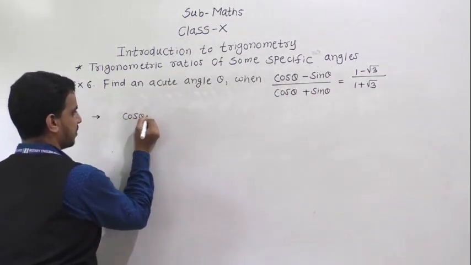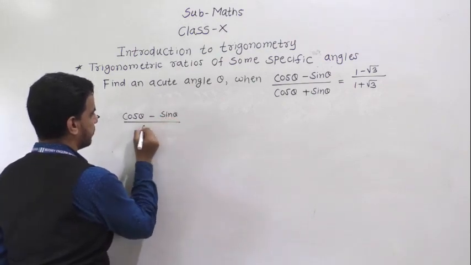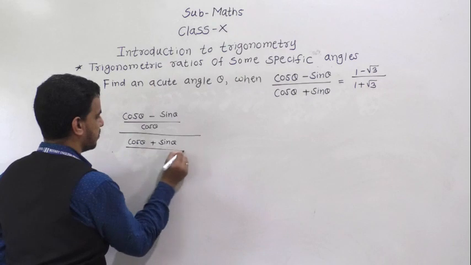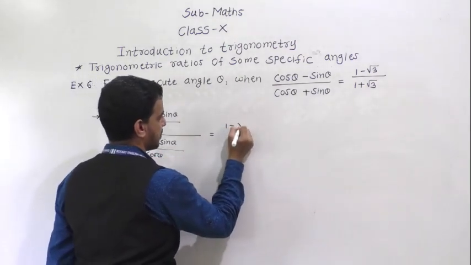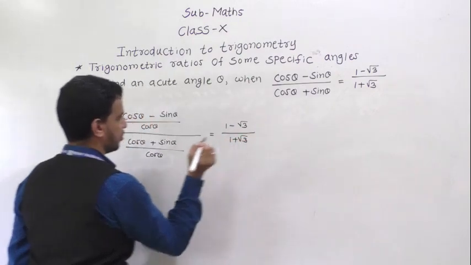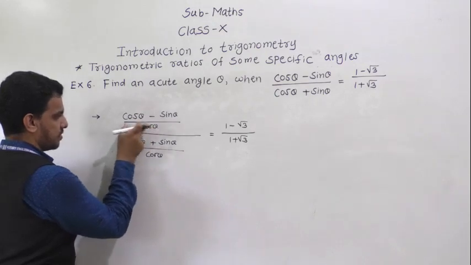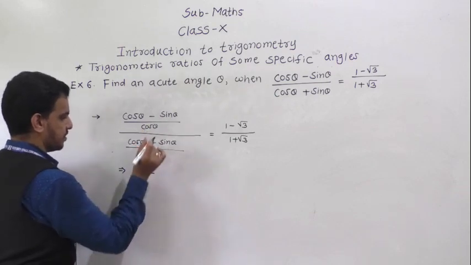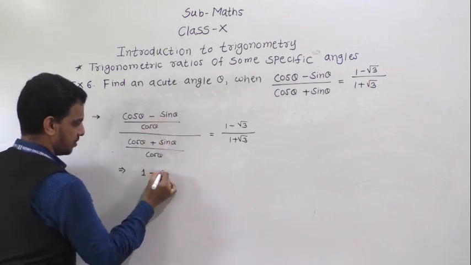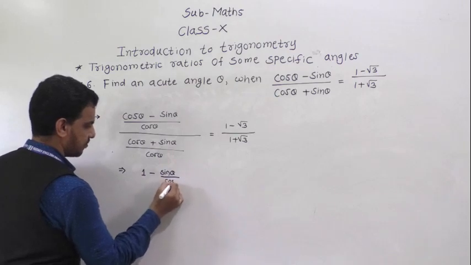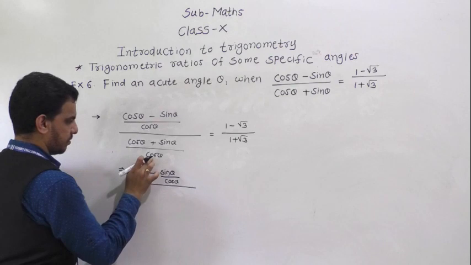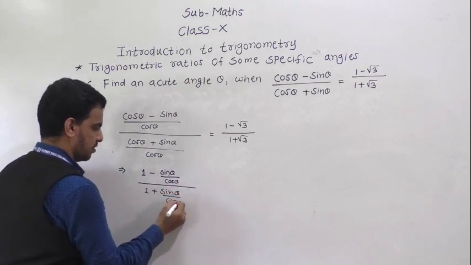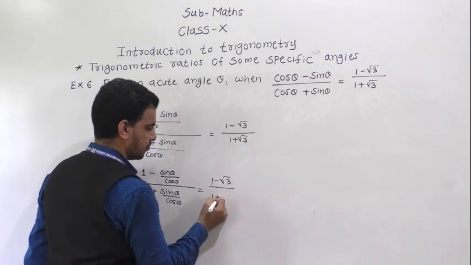Okay, so (cos theta minus sin theta) divided by cos theta, upon (cos theta plus sin theta) divided by cos theta, is equal to 1 minus root 3 upon 1 plus root 3. Now if we separate the denominator, cos theta divided by cos theta gives 1 minus sin theta by cos theta, divided by cos theta by cos theta, that is 1 plus sin theta by cos theta, is equal to 1 minus root 3 upon 1 plus root 3.